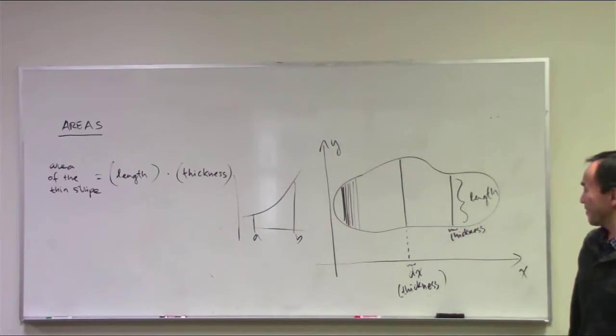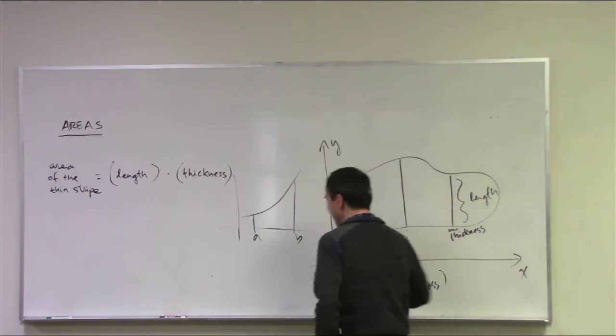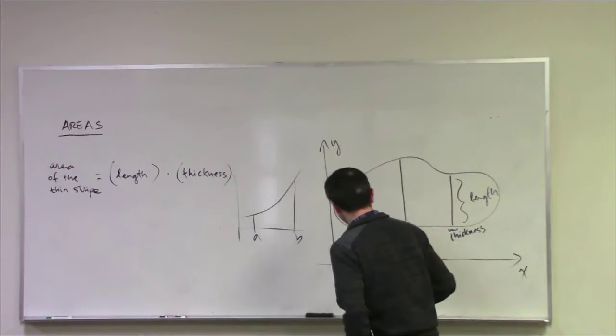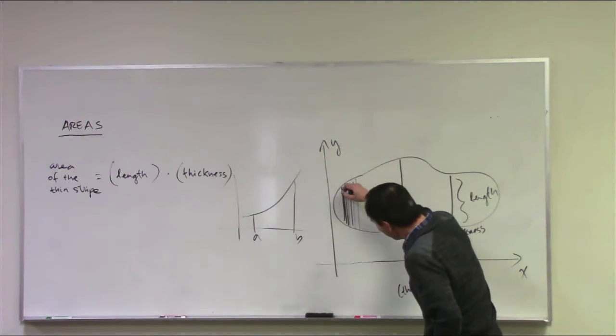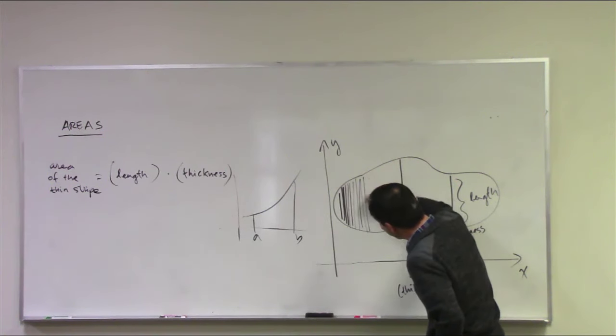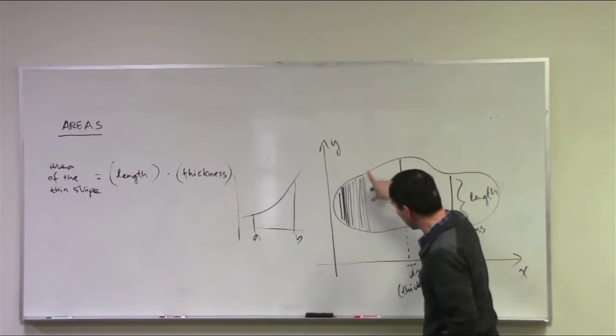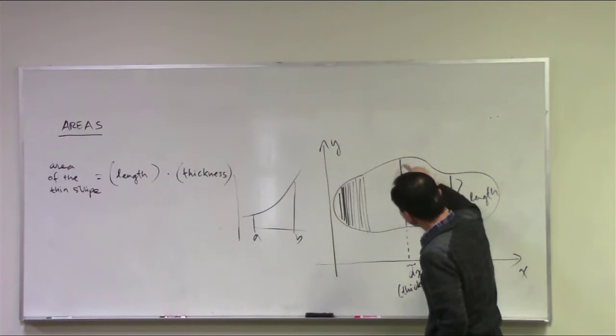With that, there's an even better idea here. Think about it. Right now, when you're putting your stripes vertically, we know that the area for each thin stripe is the length times the thickness. Think a little further in terms of the length here.